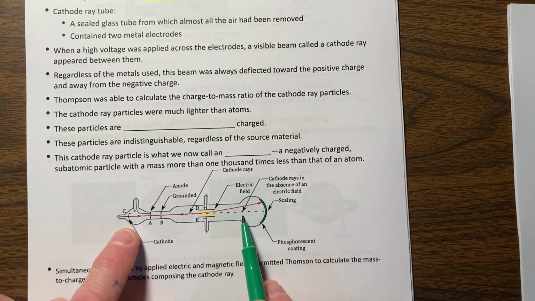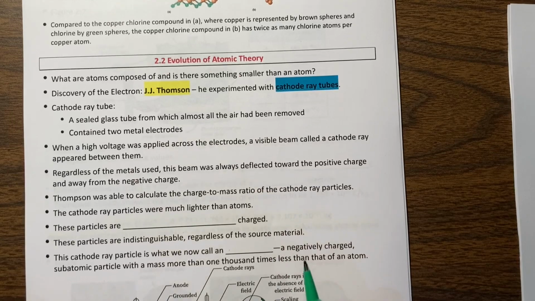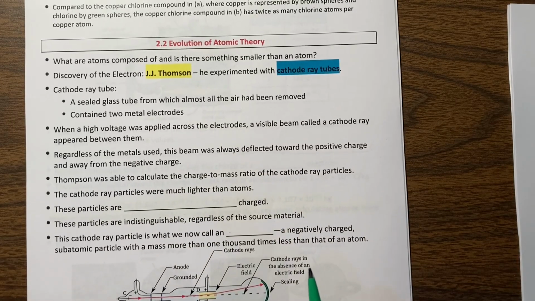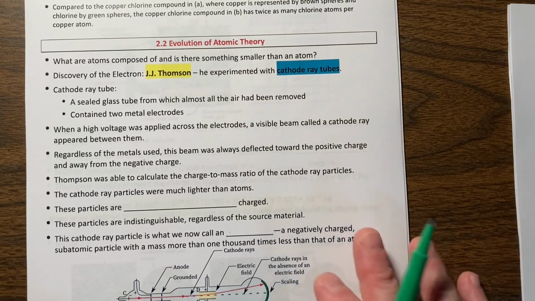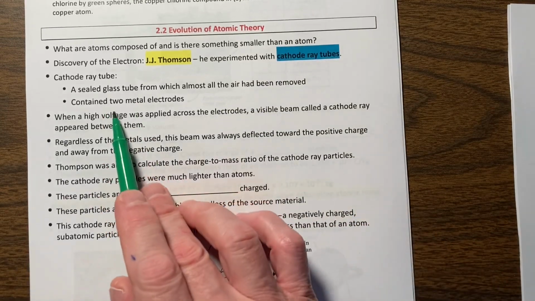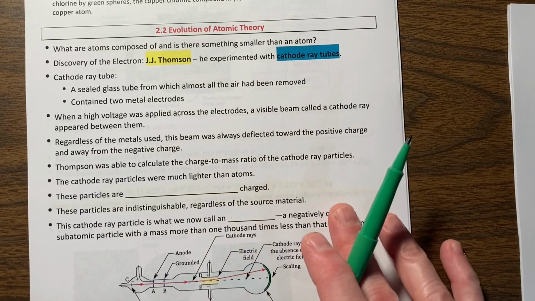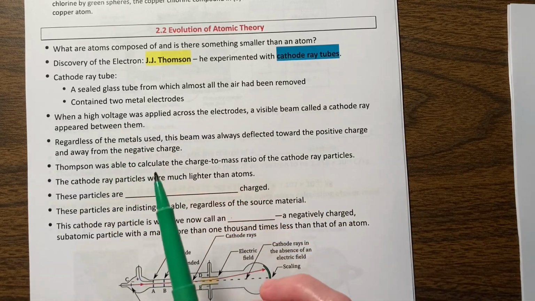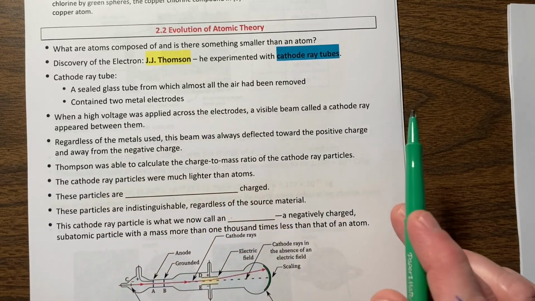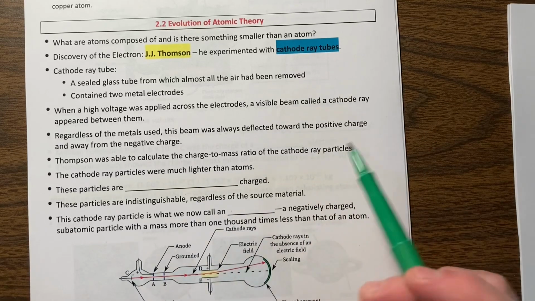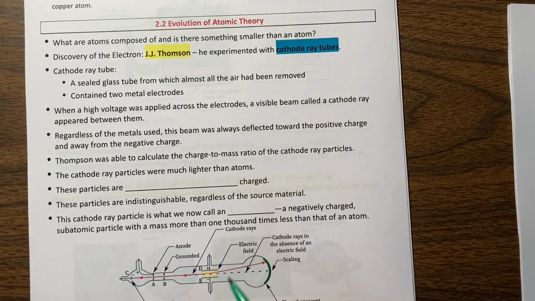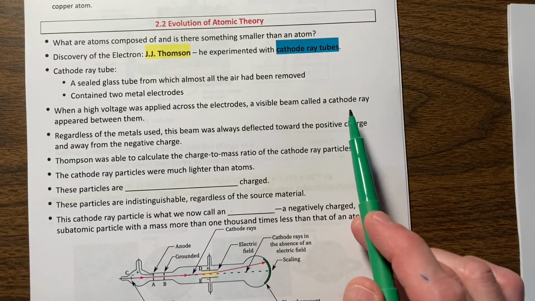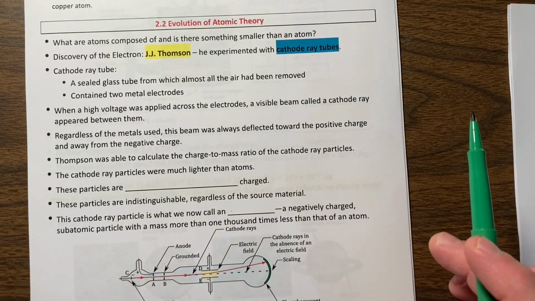And what happens is you run an electric current through this tube, and a particle or a beam of particles is generated. The sealed glass tube, which is almost a pure vacuum, so there's no molecules or atoms to get in the way, contains two metal electrodes, and when you apply a high voltage across the electrodes, a visible beam called a cathode ray appeared between them.